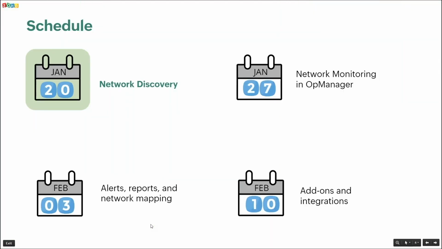So now we are going to discuss the schedule for this season's OpManager training series. Today, we are going to discuss part 1, which is on network discovery, followed by the second part on January 27th, where we'll be discussing network monitoring in OpManager, followed by part 3 on February 3rd, where we'll be discussing in detail alerts, reports, and network mapping. And finally, on February 10th, we'll have part 4, where we'll be discussing the add-ons and the available integrations in OpManager.